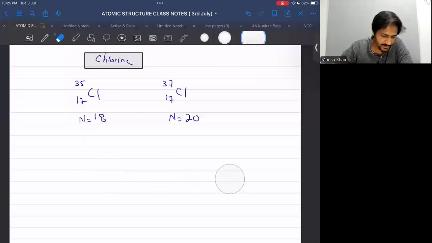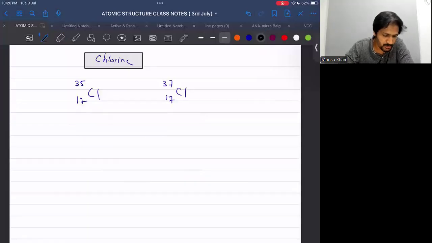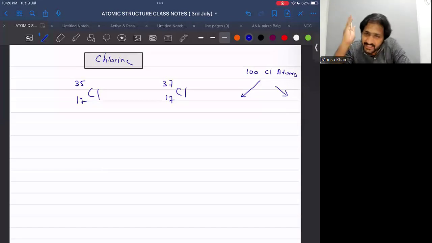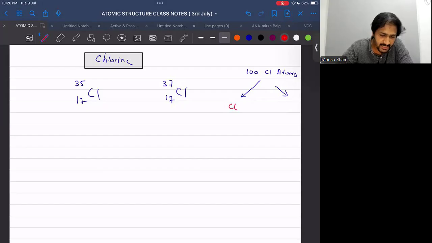There is a way for that too. Look, we have two isotopes of chlorine, one with the mass number 35, the other one with the mass number 37. Now let's say I give you 100 chlorine atoms, and out of 100 chlorine atoms I ask you to separate both the isotopes. Whenever I give you 100 chlorine atoms, 25 chlorine atoms are those with mass number 37 and 75 atoms are always those with a mass number of 35.